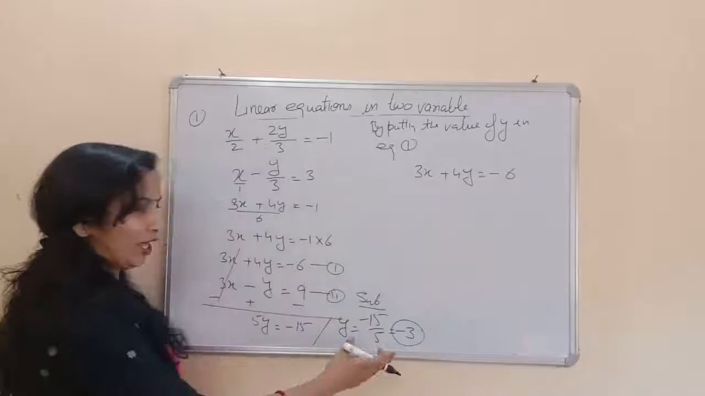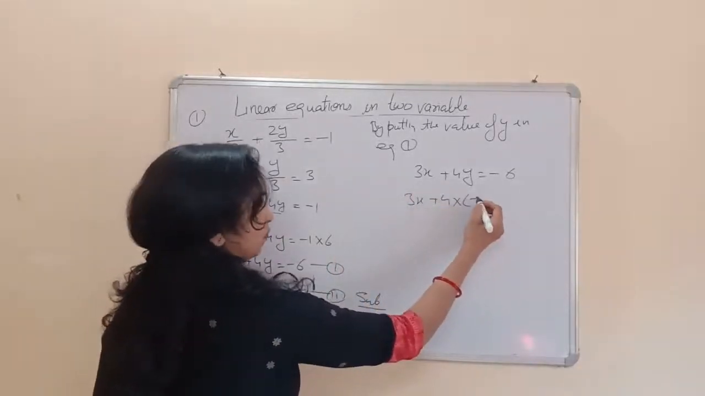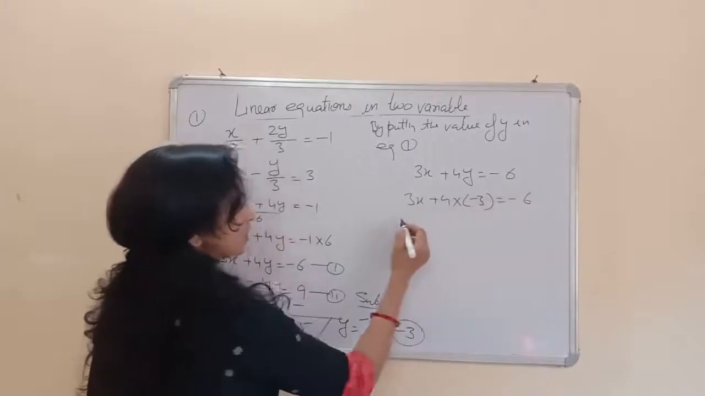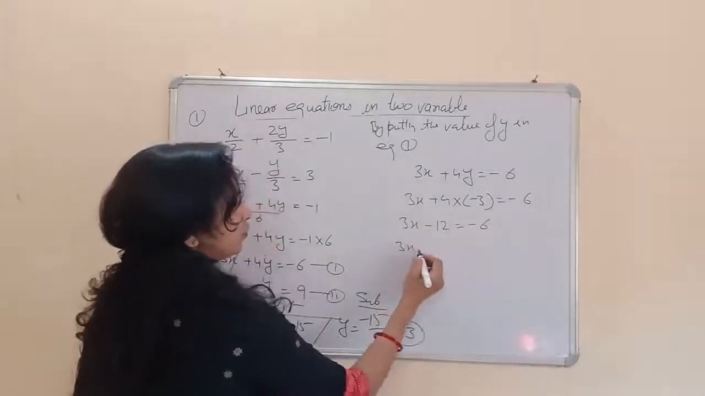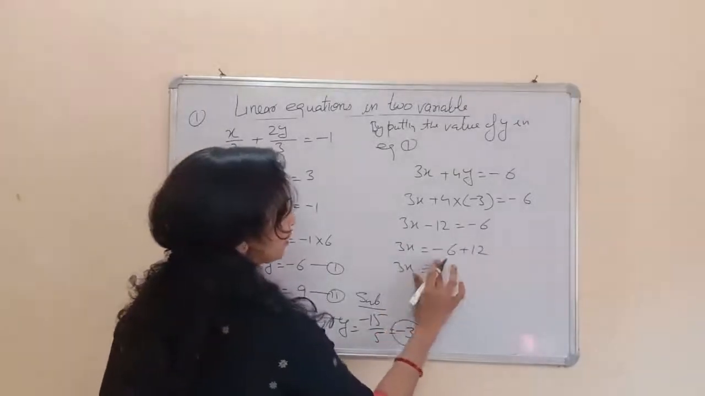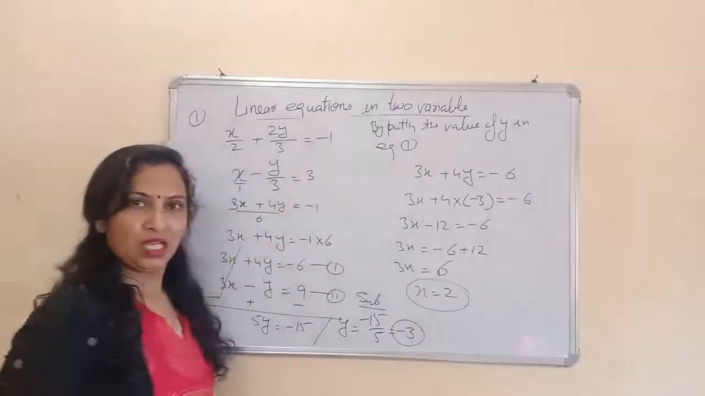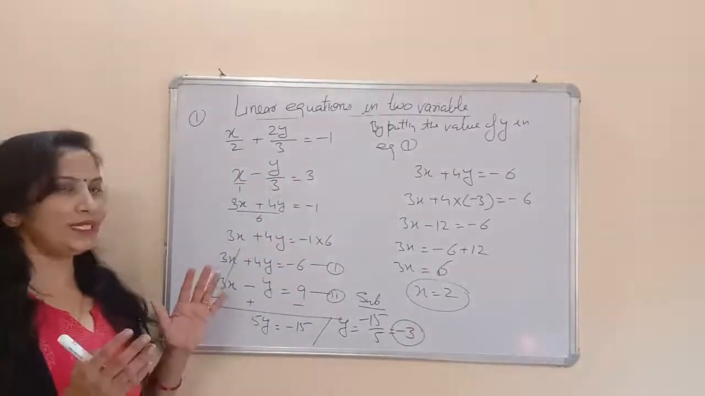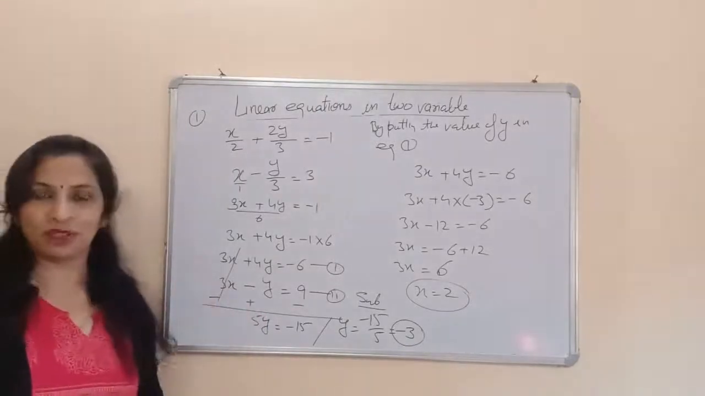I am putting the value of y here. So it will be 3x plus 4 into minus 3 is equal to minus 6. 3x minus 12 is equal to minus 6. 3x is equal to minus 6 plus 12. 3x is equal to 6. And then x is equal to 2. Simple. So, this is the easiest method to solve that equation. This is the last part of the question number 1.